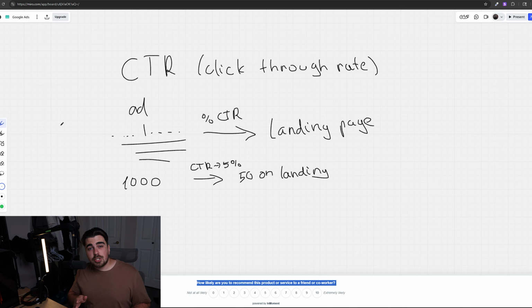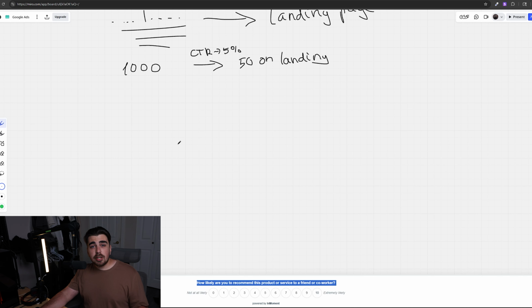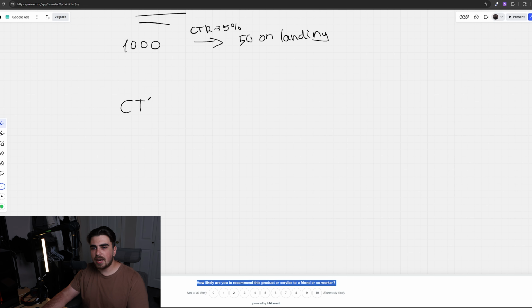If your CTR is low, it means that your ad sucks. It means that your ad copy is not compelling enough for people to click on it. People are just seeing it and scrolling past. But here is where it gets interesting. If you have high CTR and your conversion rate is low, it's actually worse than low CTR.